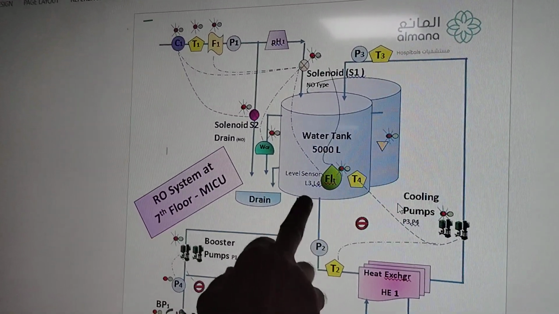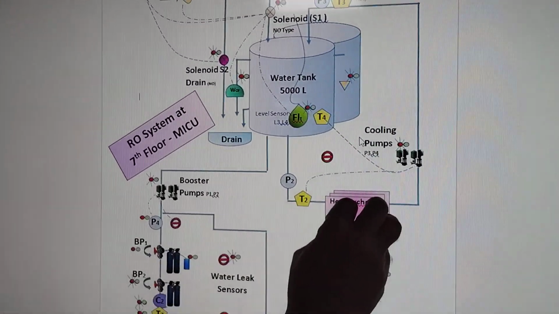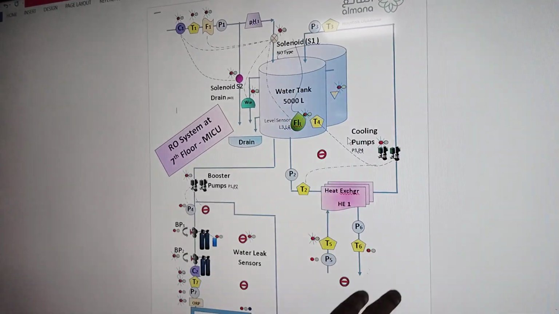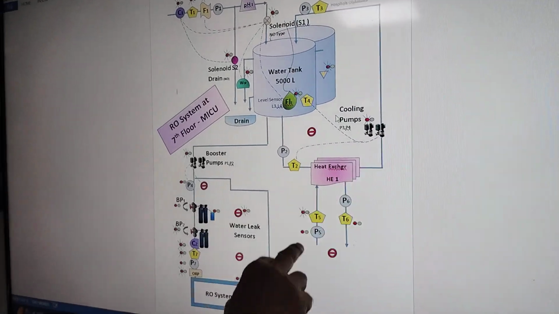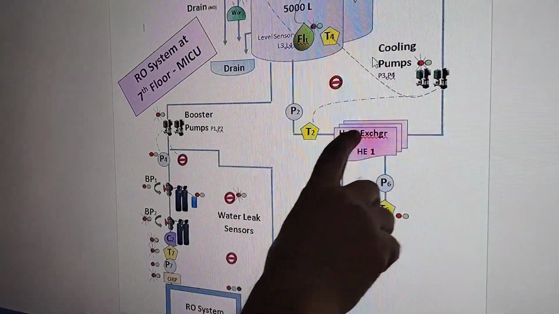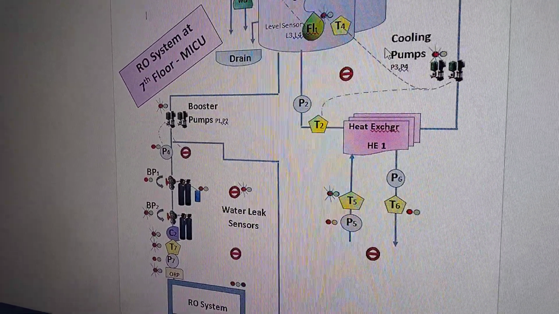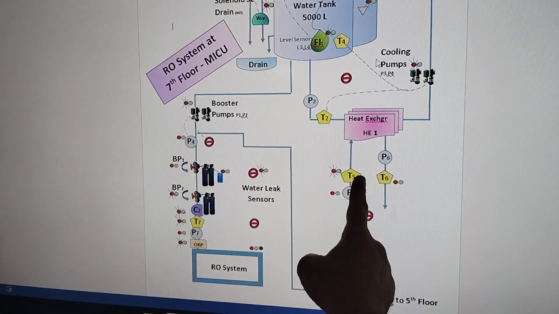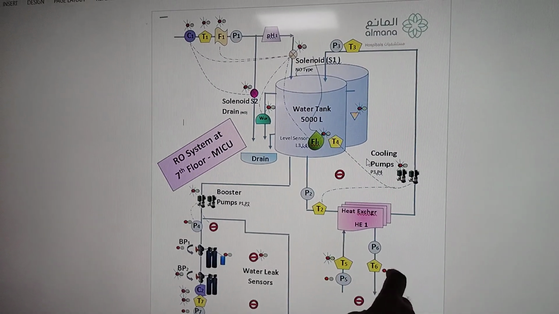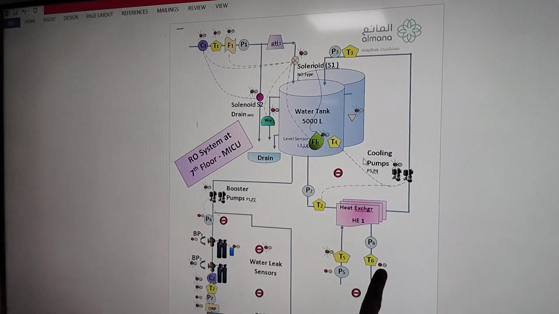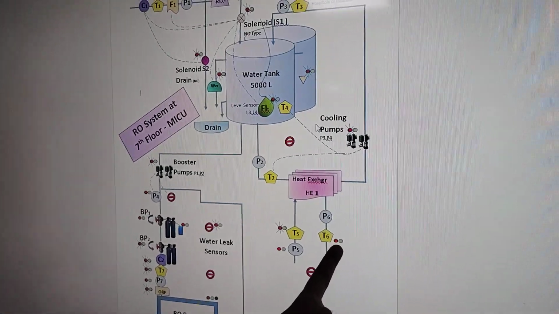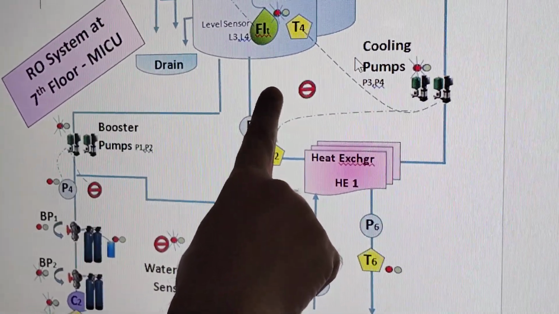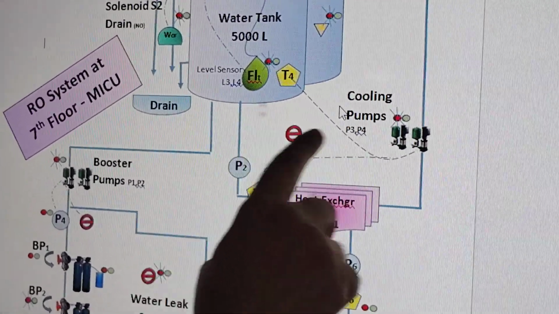Then the water passes through the cooling system. Here we have a heat exchanger, cooling pumps, and pressure and temperature sensors in our water line as well as in the chiller line. This water comes from the chiller. The temperature and pressure will also be monitored over here. If the temperature goes beyond the limit, then it will give an alarm. The inflow and outflow, both sides, have sensors over here. And here is a temperature sensor which will tell us the temperature of the tank. If the tank temperature is high, the pumps will be on.